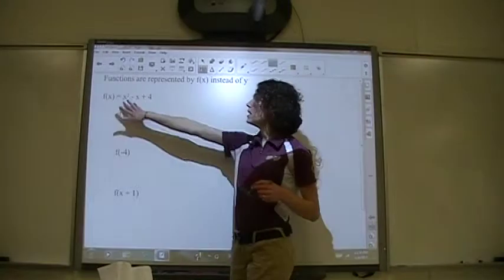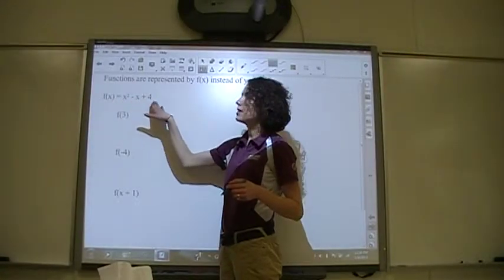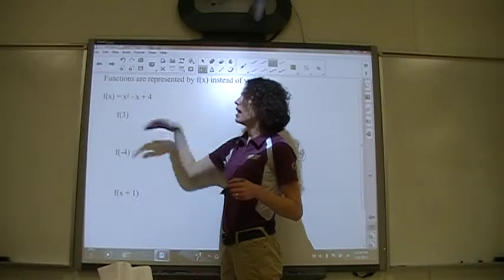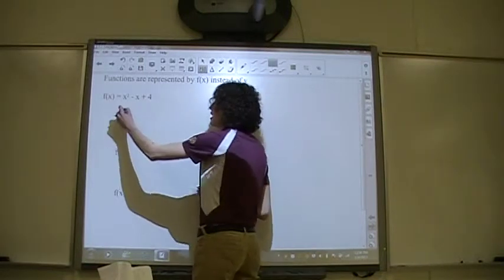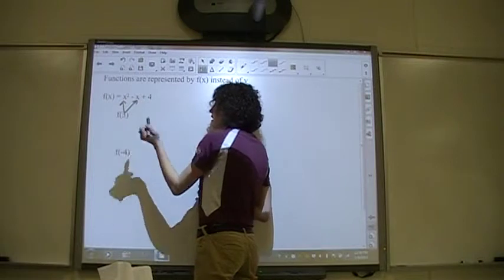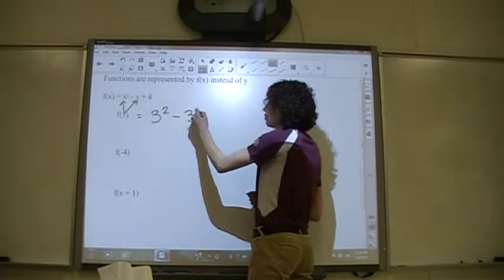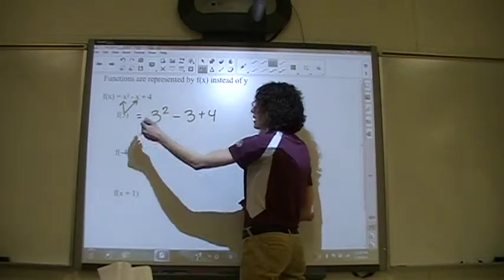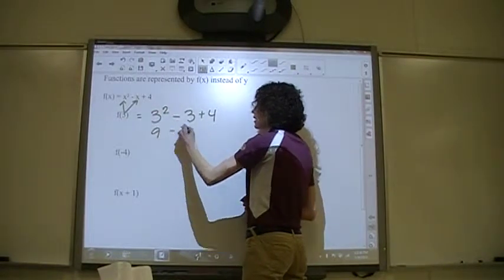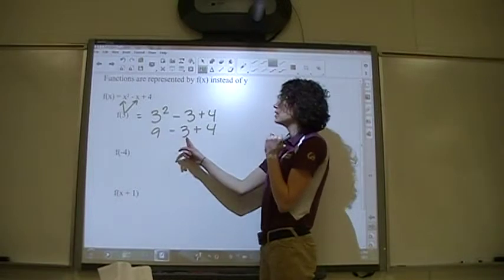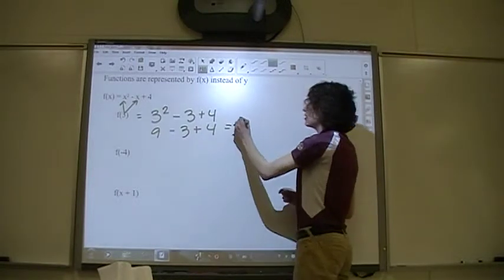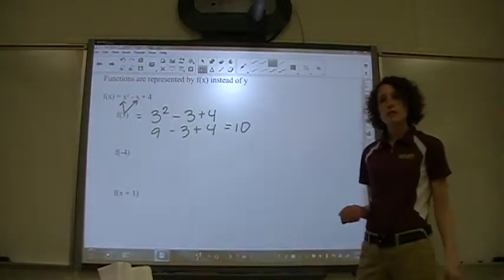So if f of x is x squared minus x plus 4, if I want to know what f of 3 is, I put 3 in wherever I see x. So that means I'm going to have 3 squared minus 3 plus 4. So in this case, I will have 9 minus 3 plus 4. So 9 minus 3 gives me 6, plus 4 will give me 10. So f of 3 is 10.